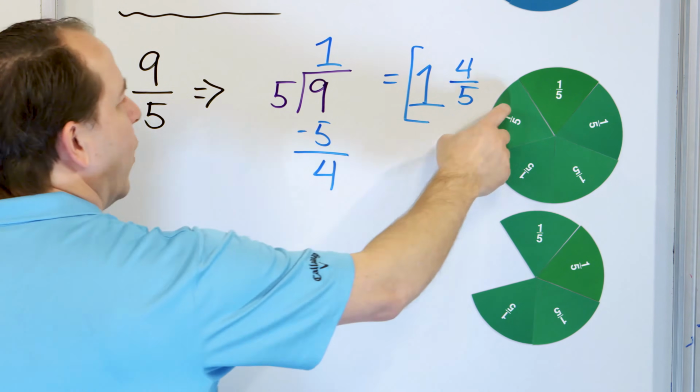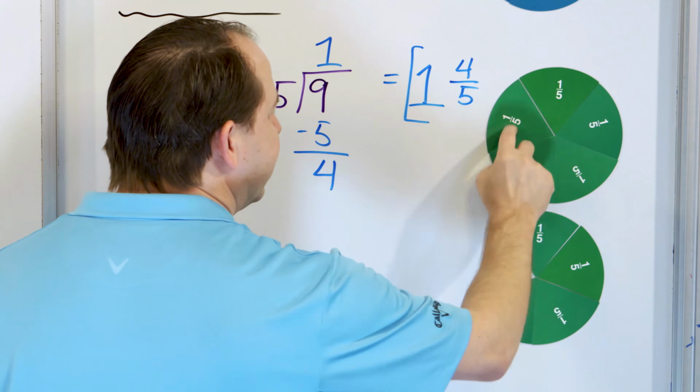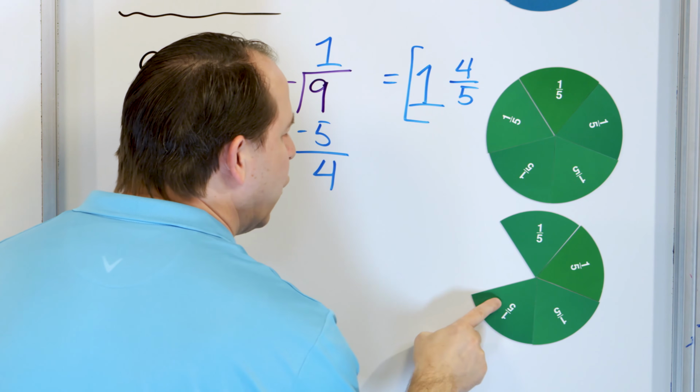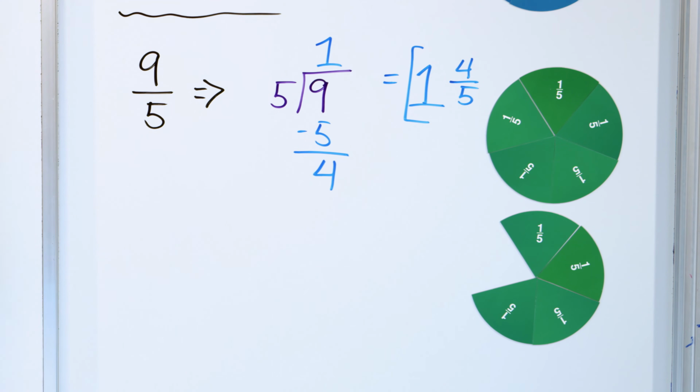So that's what we have. 1, 2, 3, 4, 5, 6, 7, 8, 9/5. We have 1 whole pizza plus 1, 2, 3, 4/5 of another pizza, and that's why the answer that we got there makes sense.